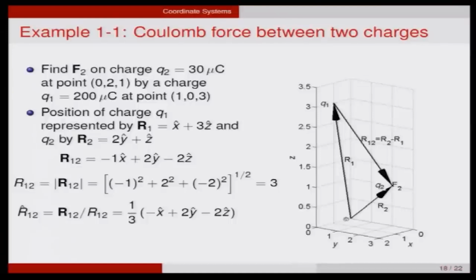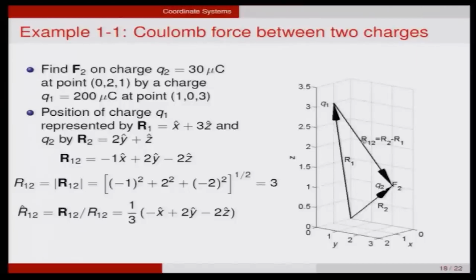So, I have r1 as the position vector for charge Q1, r2 as the position vector for charge Q2, and r12 is a vector starting from Q1 to Q2. And I know clearly that r12 is given by r2 minus r1, where r2 is the position vector of charge Q2, r1 is the position vector of charge Q1.